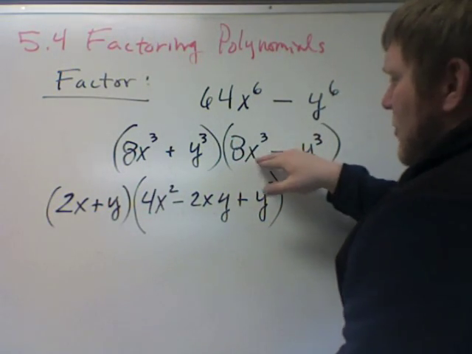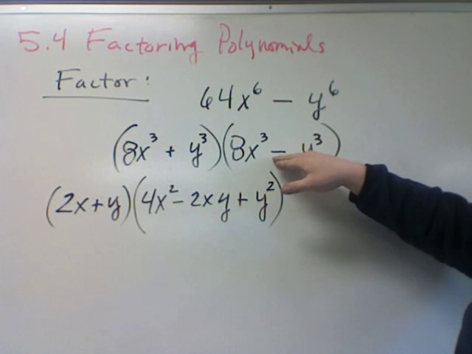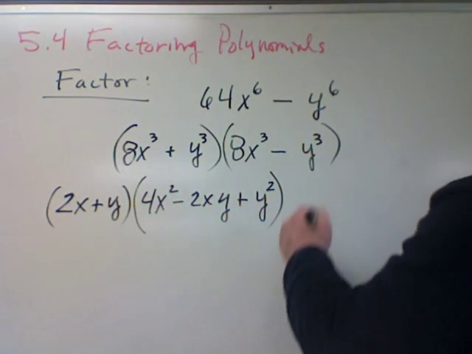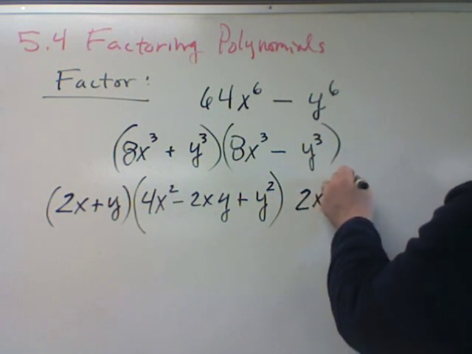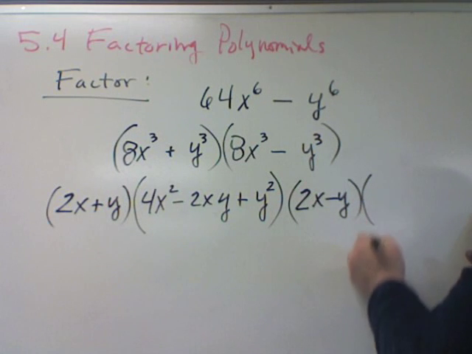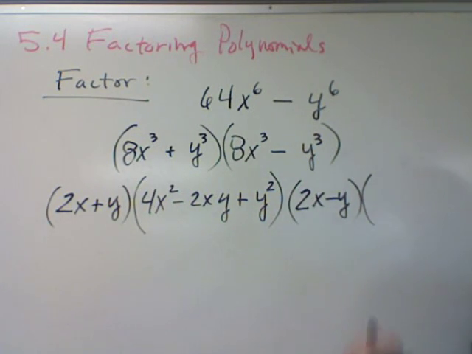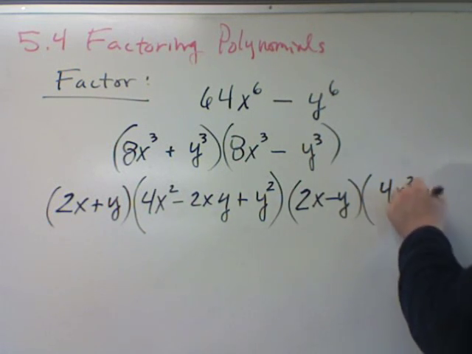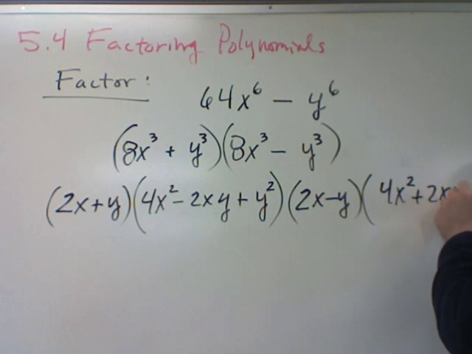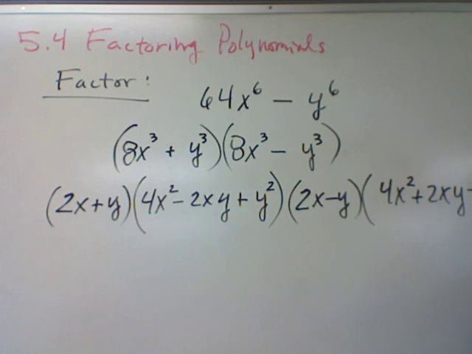The same thing goes for this one, but this is a difference of two cubes. So notice a little bit of the difference here. I have 2x minus y times, let's see if I do this right, 4x squared plus 2xy plus y squared. Let me make sure that's right. Yeah, and that should be your answer there.